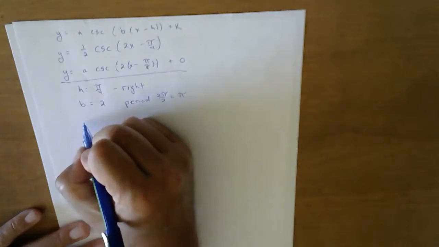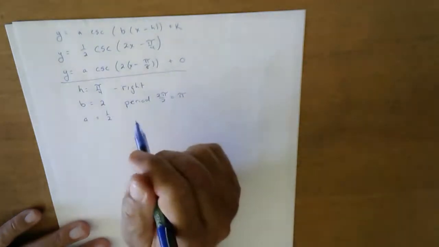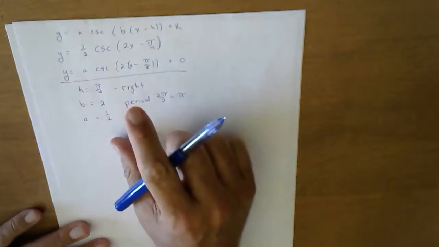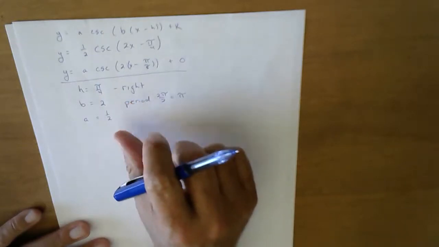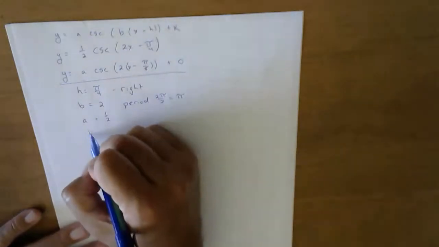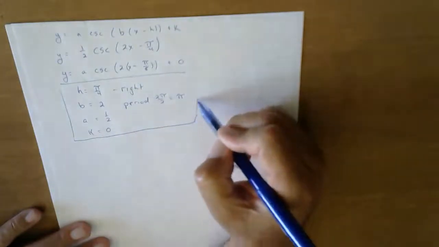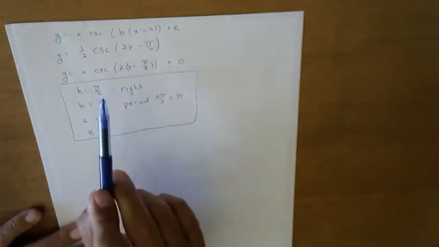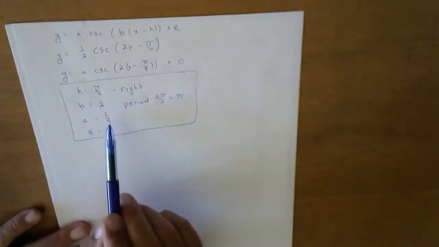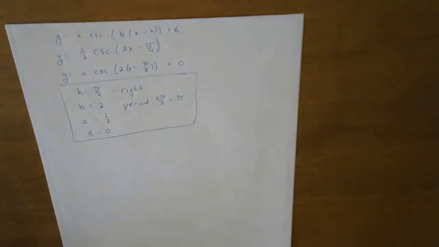My a is 1/2, which means if I was graphing this, instead of going from 1 to -1, it would cut it in half. Or in this case, it's the graph of the cosecant with the values cut in half. And again, my k is 0. So on the test, you're going to see that this is a 5-point question. 1, 2, 3, 4, and 5. So that's the pieces of the translation of a trig function graph. I hope that helps you get ready for the test.